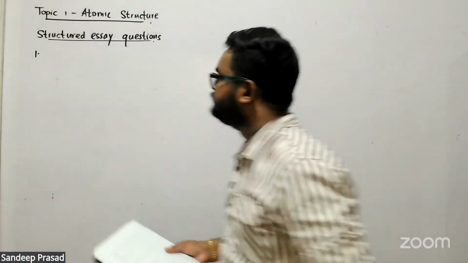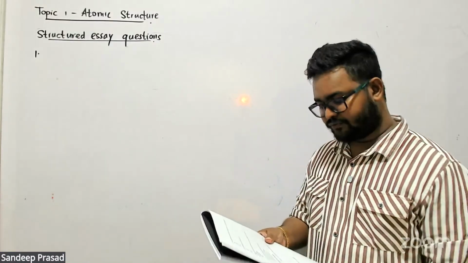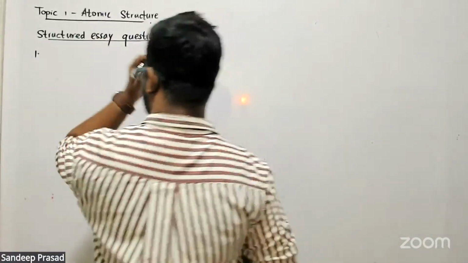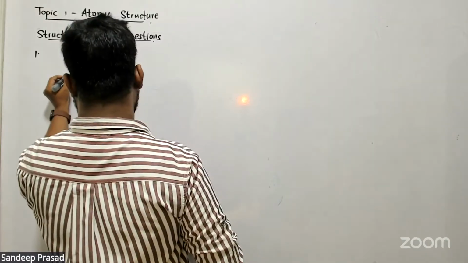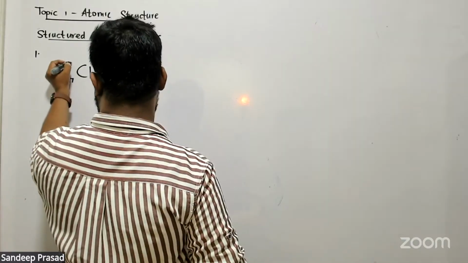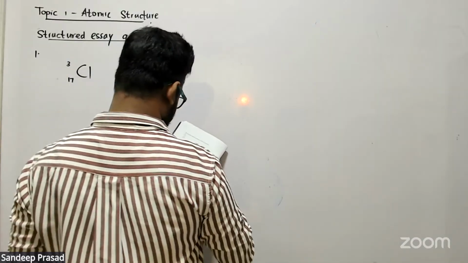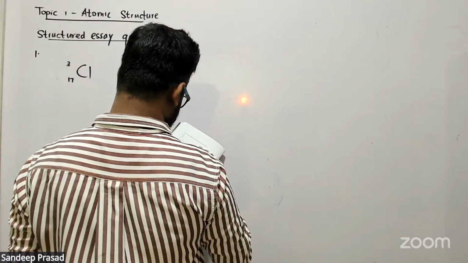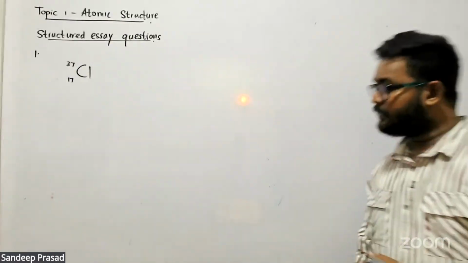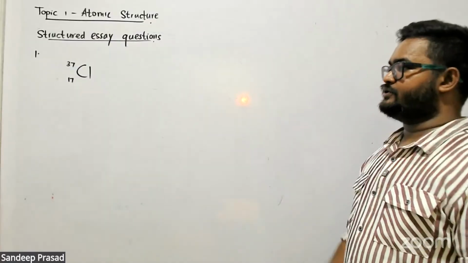Question number 1. Find the number of protons, neutrons, electrons in an atom of chlorine. Students, you know that the atomic number of chlorine is 17. So this one should be chlorine 37. Mass number is 37. They have given the mass number. Here in this atom, they're asking about number of protons, neutrons, and electrons.